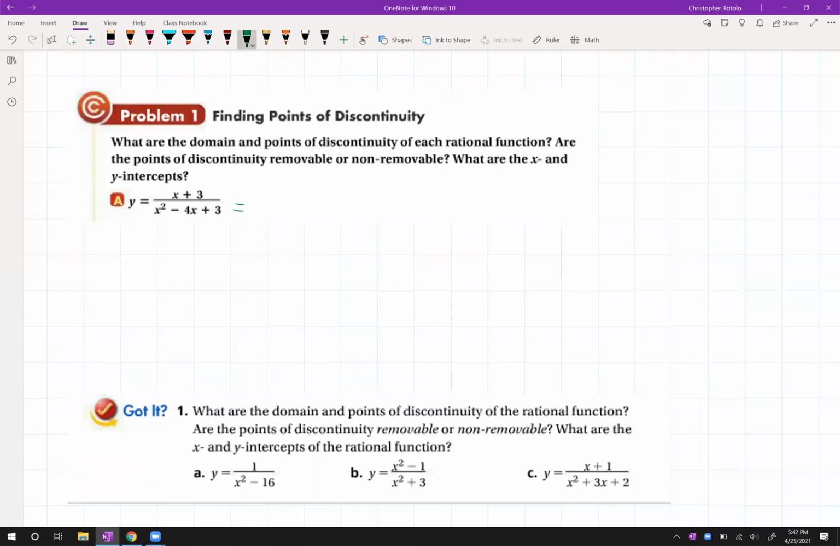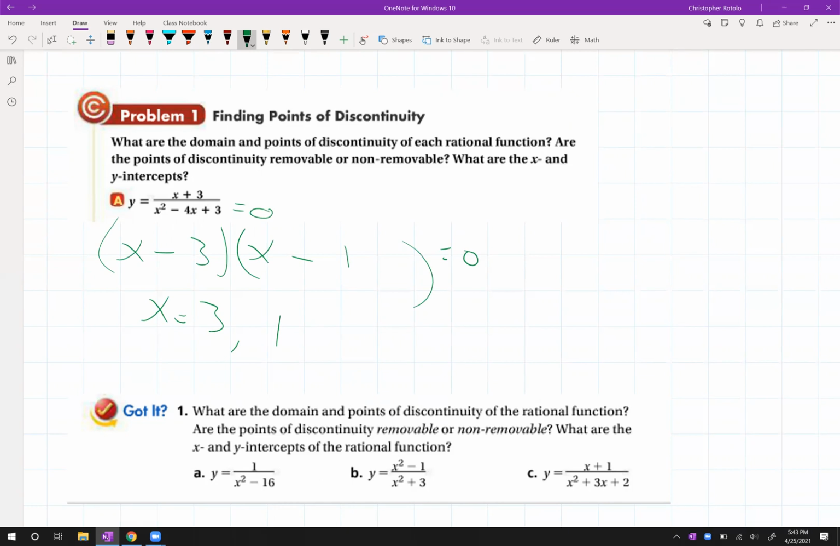Notice in this one, it's not factored yet. So I'm just going to set it equal to 0, x and x. Are there factors of 3 that add up to 4? Sure are. 3 and 1. So x equals 3 and 1. Now don't get fooled here. I had x minus 3, and up top I had x plus 3. So they don't get taken out in any way, shape, or form. So that's no big deal.